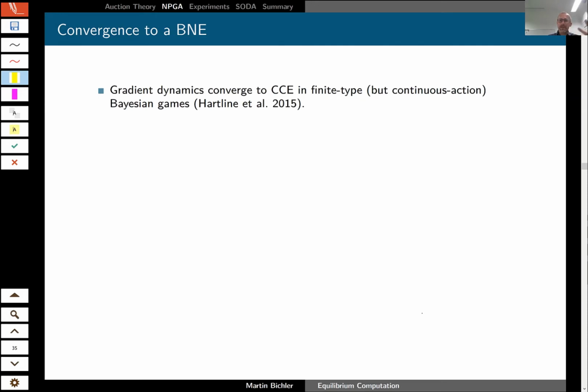Right. So, but let's talk a little bit about convergence now. What is known from the literature is that gradient dynamics converge also to these coarse correlated equilibria also in finite type continuous action Bayesian games. We are actually in this framework because remember, due to the fact that we use these neural networks, at least this proxy game where we play in the parameter space of the neural network is a finite game, right? So the question that remains is when do we actually converge to Nash equilibria, not just to coarse correlated equilibria?